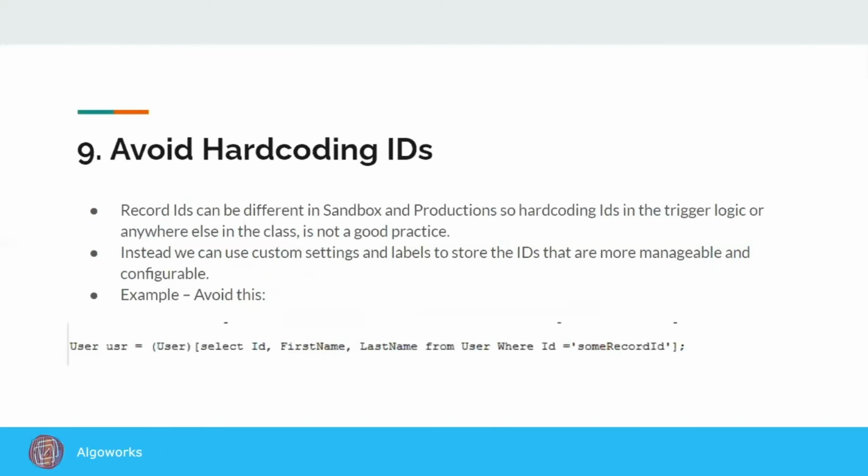This is a very short example. In this example, we have written the SOQL statement on user, and we are matching some random ID, where some record ID is the ID, right? So we should not write this. Instead, we can store these IDs in a custom label or custom setting, and then read those IDs and use them in the SOQL query, so that in production or in some different environment, we can directly go to the custom setting or custom label and change those IDs as per the need.